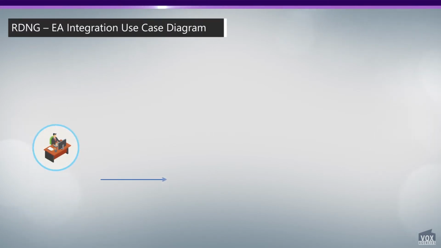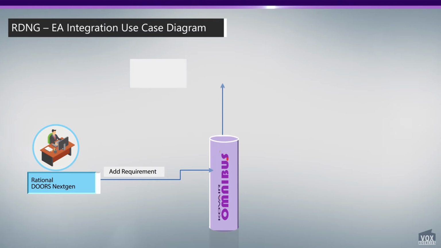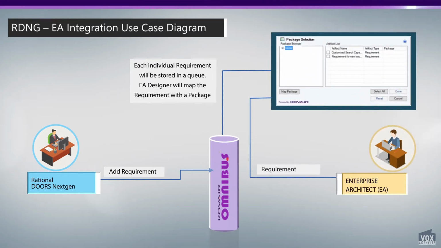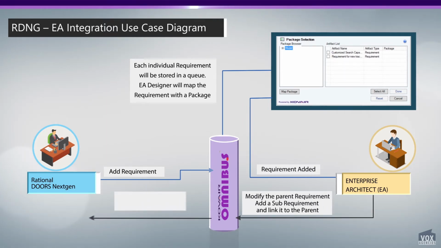Now let us look at the use case. Add a requirement in RDNG using Omnibus integration. The requirement synchronizes to Enterprise Architect. Now modify the same requirement in EA. Add a new requirement and link it to the previous one. The new requirement will get synced to RDNG as a new requirement, and also the traceability link between these requirements will automatically get established in RDNG. Now let's see the things in action.